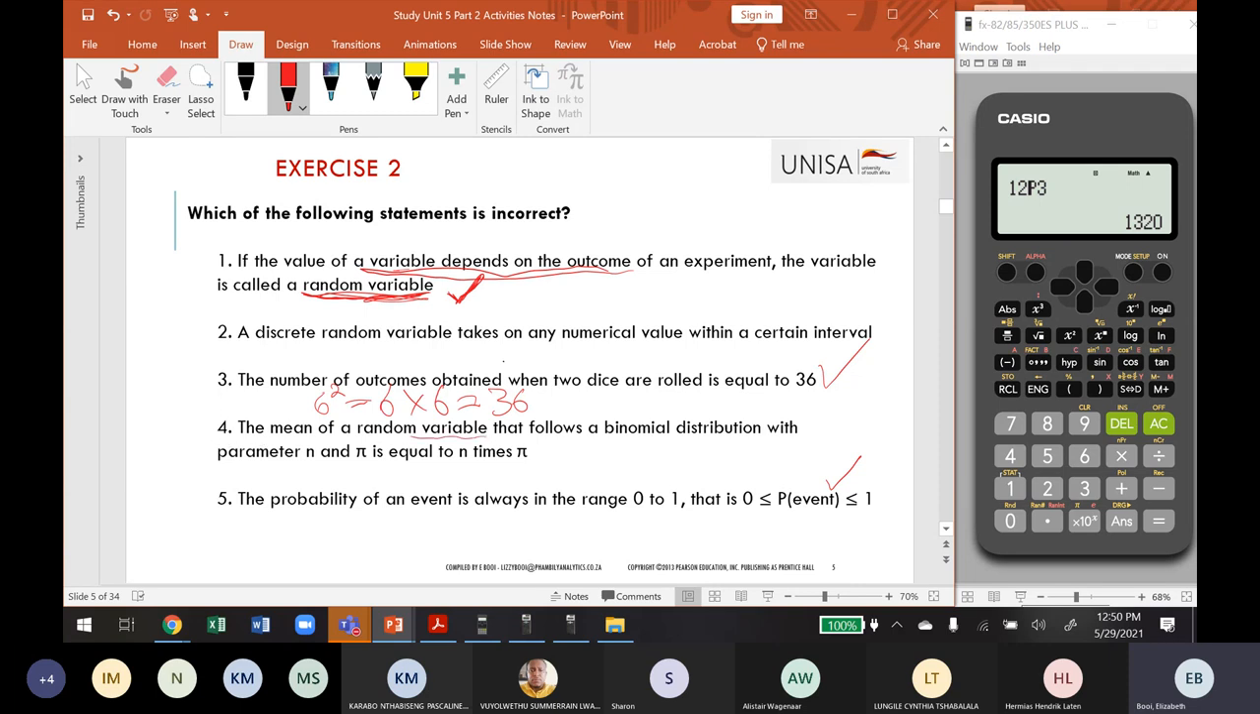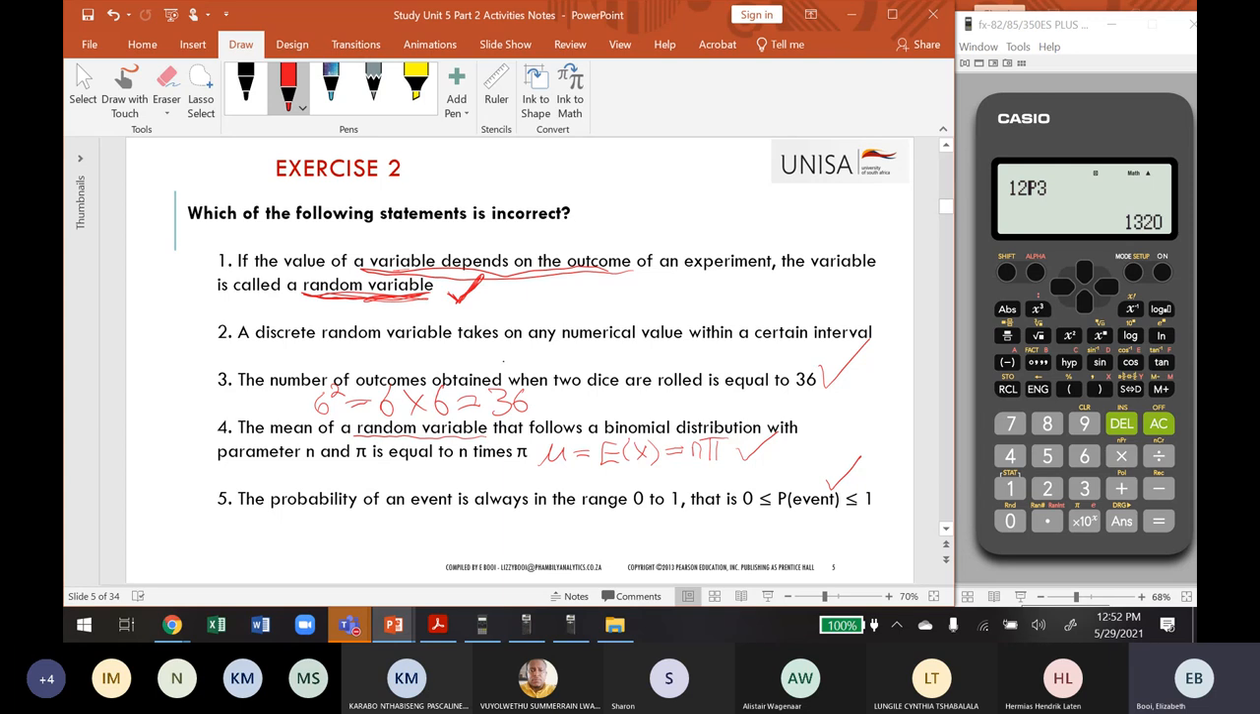I'm gonna go back to number 4. The mean of a random variable that follows a binomial distribution with the parameter n and pi, probability of success, is equal to n multiplied by pi. Is that correct? The mean or the expected value of a binomial. What is the formula of the mean of a binomial distribution? It's n multiplied by pi. Is that correct? This question is correct.